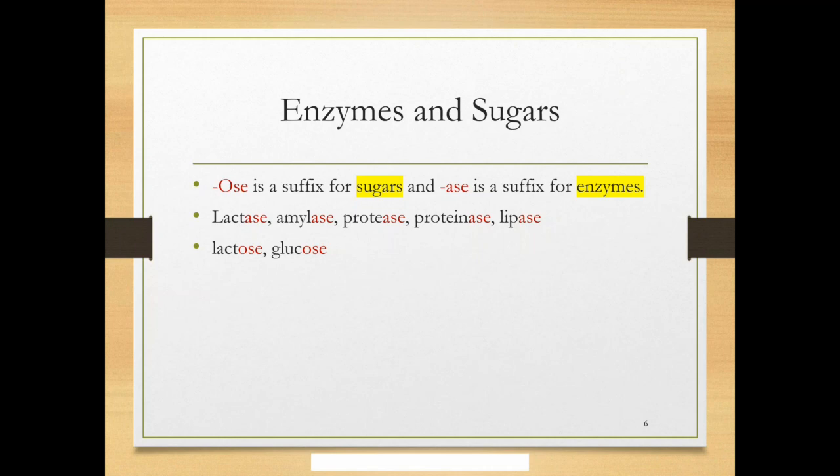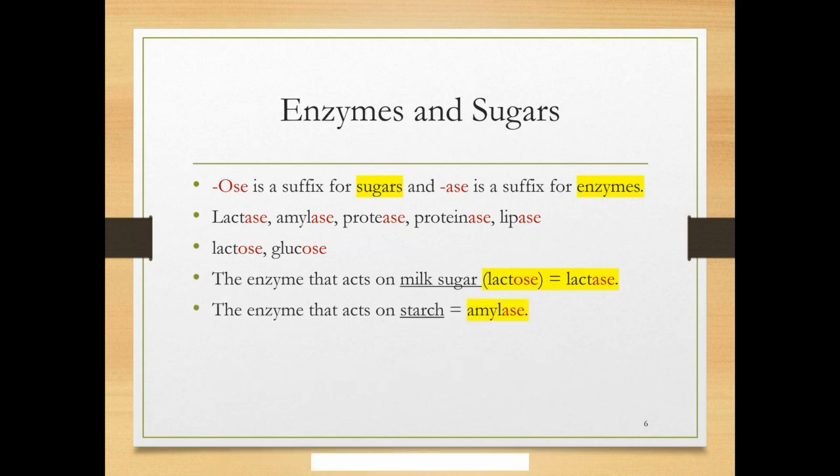For example, lactase and lactose. The eventual product of the digestion of sugars as well as starches is glucose, a simple sugar that is the major source of energy for the body. The enzyme that breaks down starch is amylase. The effective enzyme that breaks down protein is called protease. The effective enzyme that breaks down a lipid or fat is a lipase.